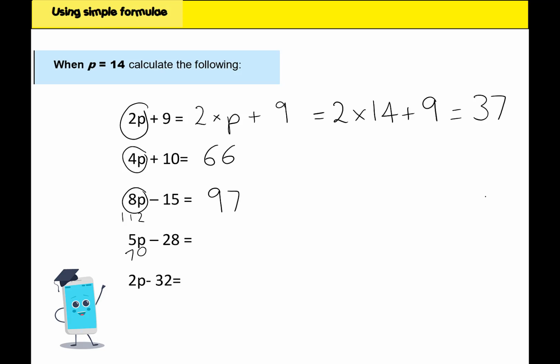And then 70 take away 28. So you may do a written method like this. You may count up from the 28 and round up to 70. So let's use this method first. I can't do 0 take away 8, but I can do 10 take away 8, which is 2, and 6 take away 2, which is 4.